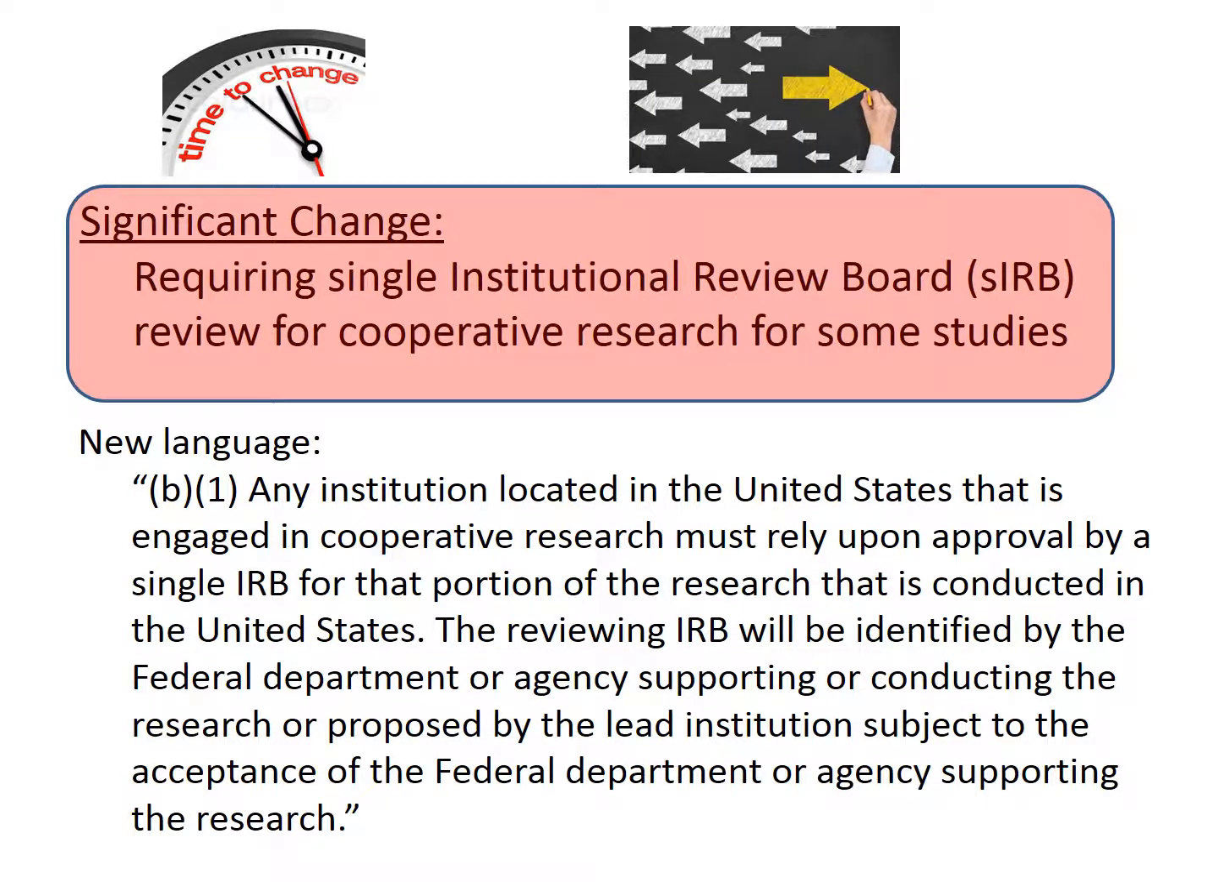The significant change made in this part is requiring single IRB review for cooperative research for some studies. In the new policy, it states that any institution located in the United States that is engaged in cooperative research must rely upon approval by a single IRB for that portion of the research that is conducted in the United States. The review IRB will be identified by the federal department or agency supporting or conducting the research, or proposed by the lead institution subject to the acceptance of the federal department or agency supporting the research.